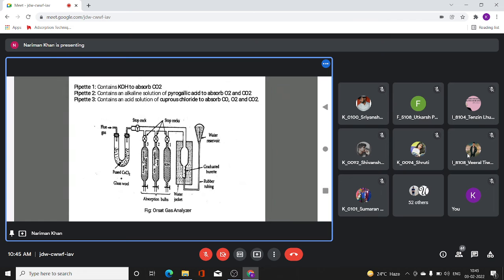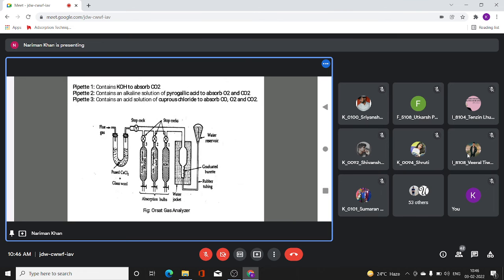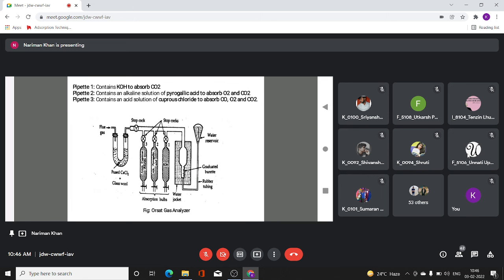Now, is the diagram clear to you? Yes, ma'am. Okay.